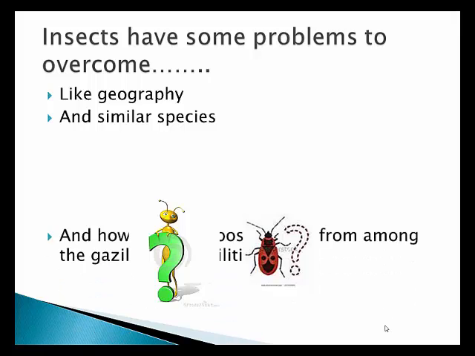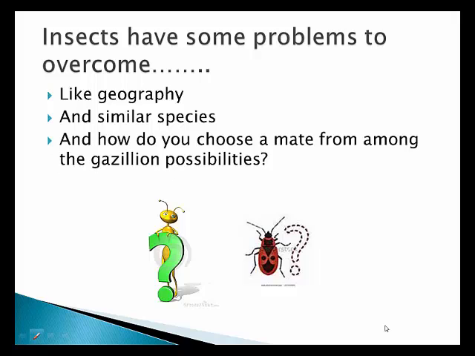And then, even if an insect finds him or herself around conspecific insects, he or she may be surrounded by hundreds or even thousands of conspecifics in a particular locality. So the question becomes, how do you choose and attract one individual from that large swarm of available potential partners? Lots of questions.